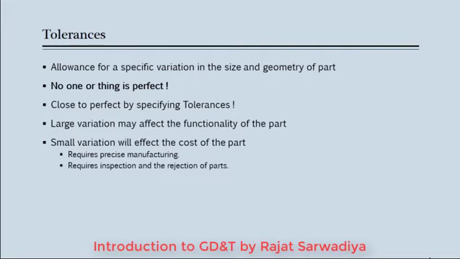So we have to keep that in mind, because whatever tolerances we have given, first, is it possible for us to achieve, do we have that much effective machines available? Second, is it possible to inspect that? And third, if it is possible to inspect, then we will think about the rejection. So this is what tolerances are.